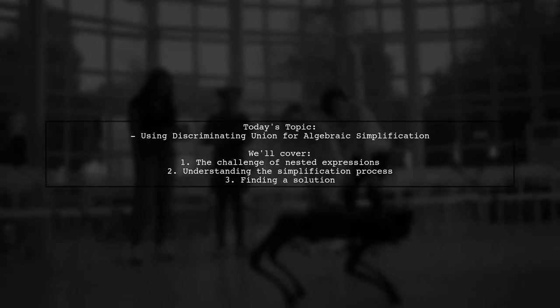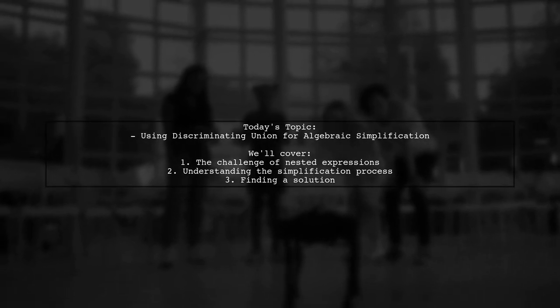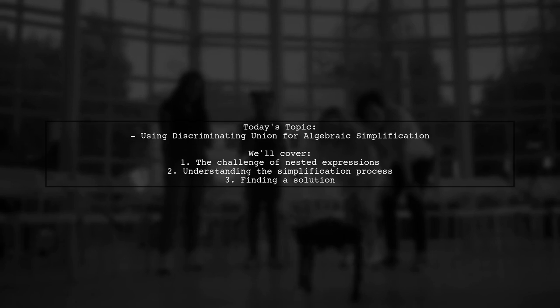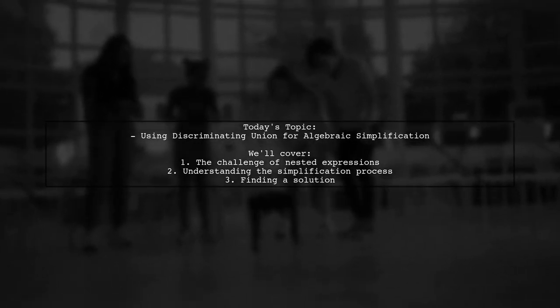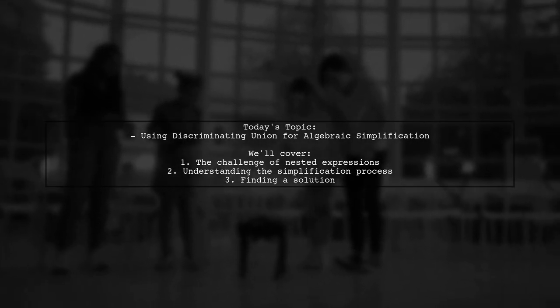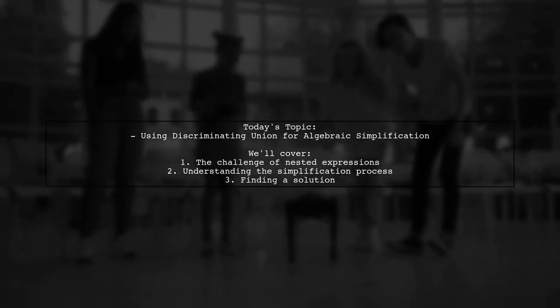Welcome to our video on implementing algebraic simplification in F#. Today, we're tackling a tricky problem that many developers encounter when using discriminating unions. Our viewer is trying to simplify nested algebraic expressions, but has hit a roadblock. Let's dive into the details of their question.